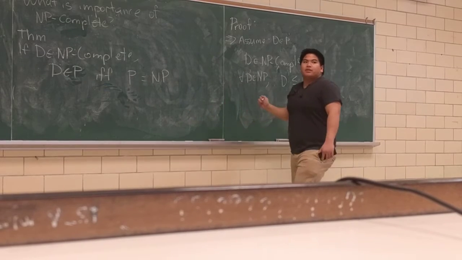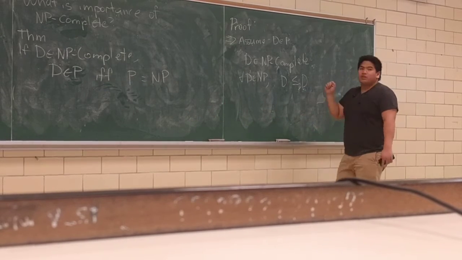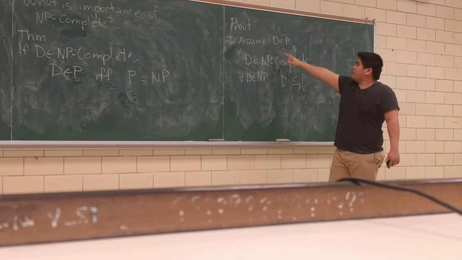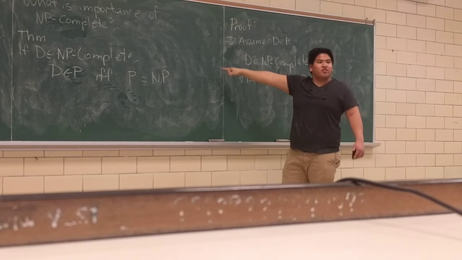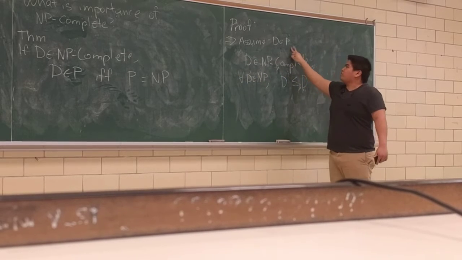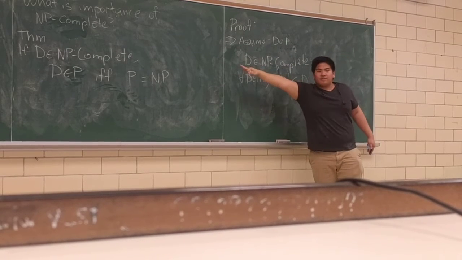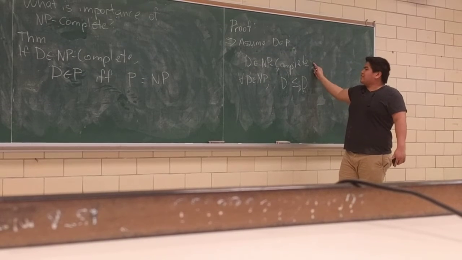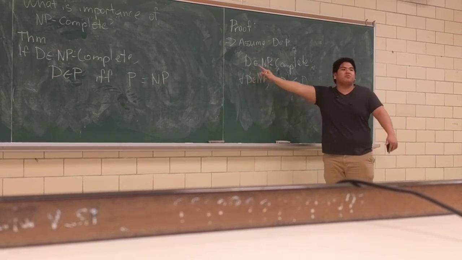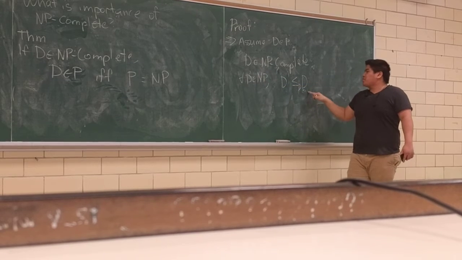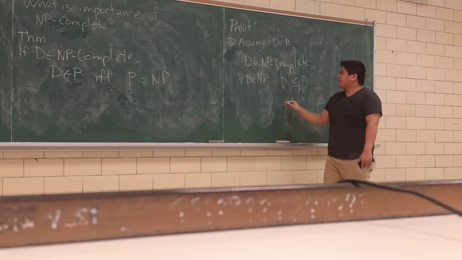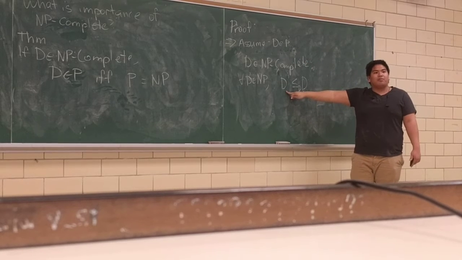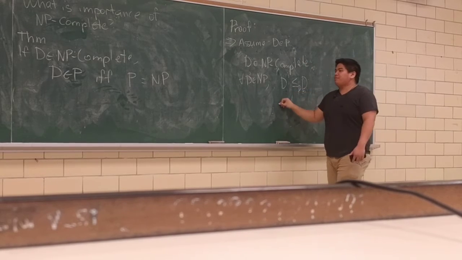So how does that also mean NP-complete? We're proving the forward implication, right? So assume D is polynomial time, but we also know by the first statement that D is NP-complete. So since D is NP-complete, all problems in NP can be reduced to D. But since D is an element of P, then all problems in NP are in polynomial time. And therefore, P is equal to NP.